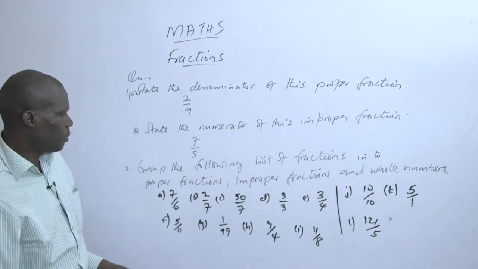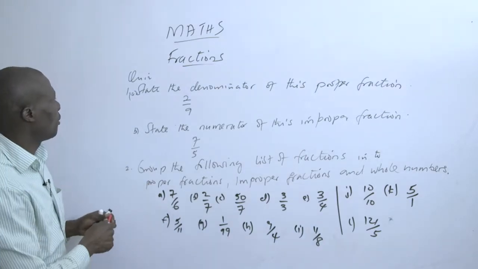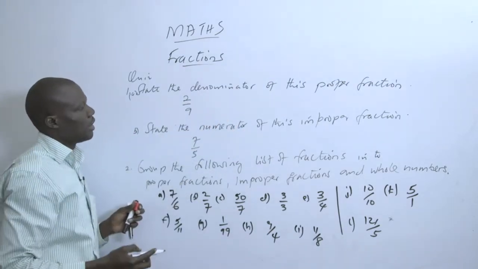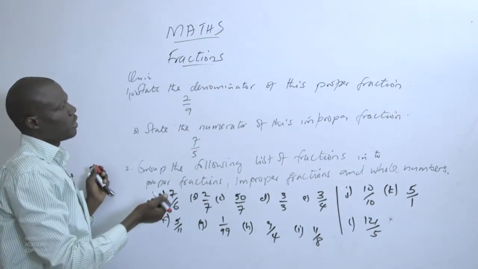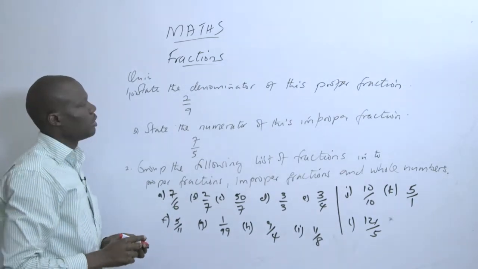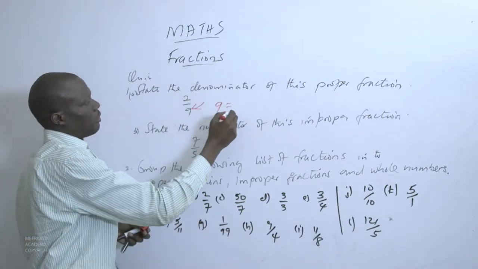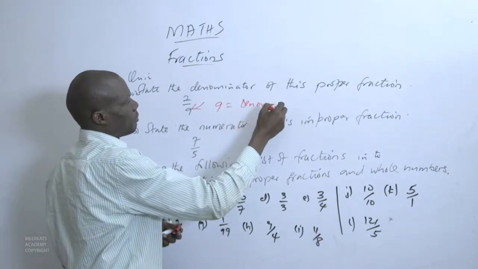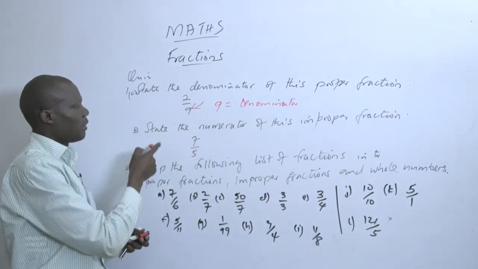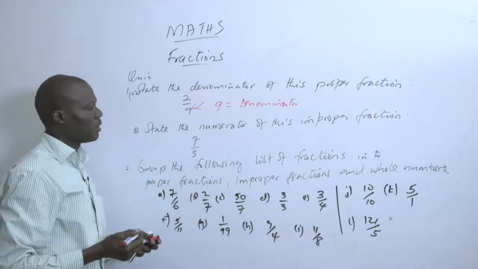These are the groups of fractions we are going to group. But let us first start with the first one. We need to identify which one is the denominator of this proper fraction. As we said earlier, the denominator is what is down on the fraction, which implies that this one here, that is 9, will form our denominator. 9 forms our denominator.